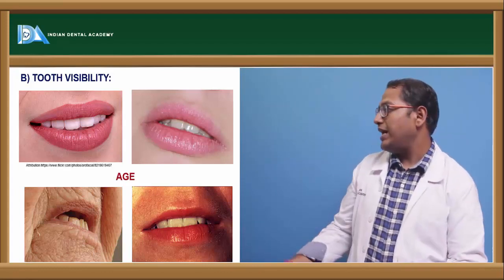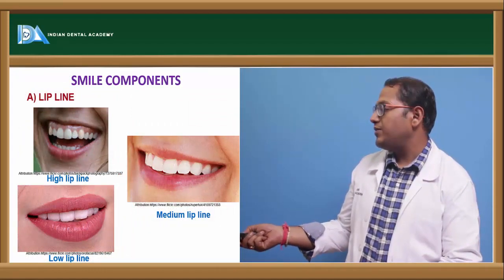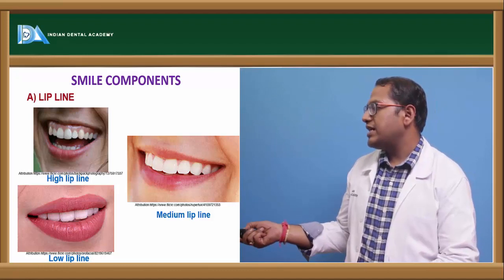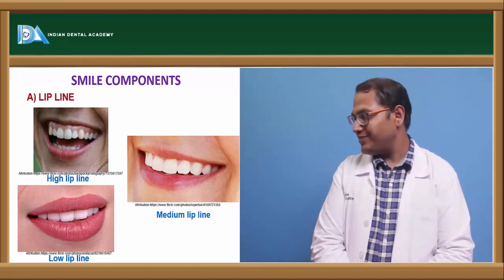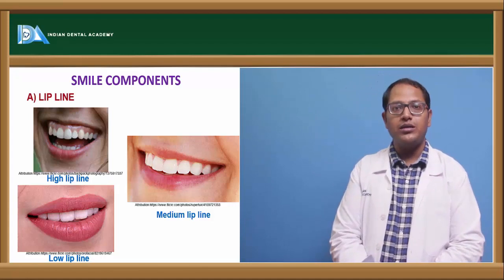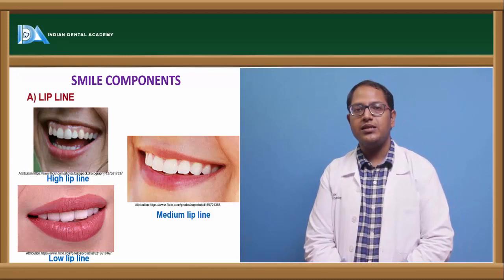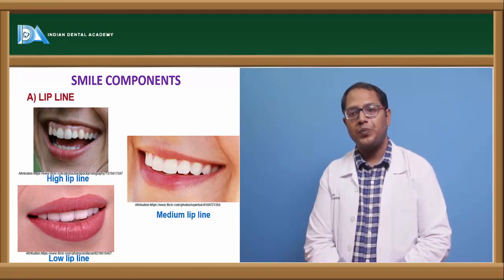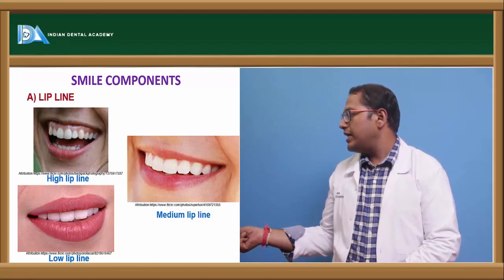Coming to the lip lines. See, there's a high lip line, so for those, the gummy smile is there. But for some patients, this gummy smile itself is a beauty. Beauty lies in the eye of the beholder. It is not decided by the dentist, not decided by that person. It is in the eye of the beholder, whoever sees that. At times a low lip line is also good, and a medium lip line.